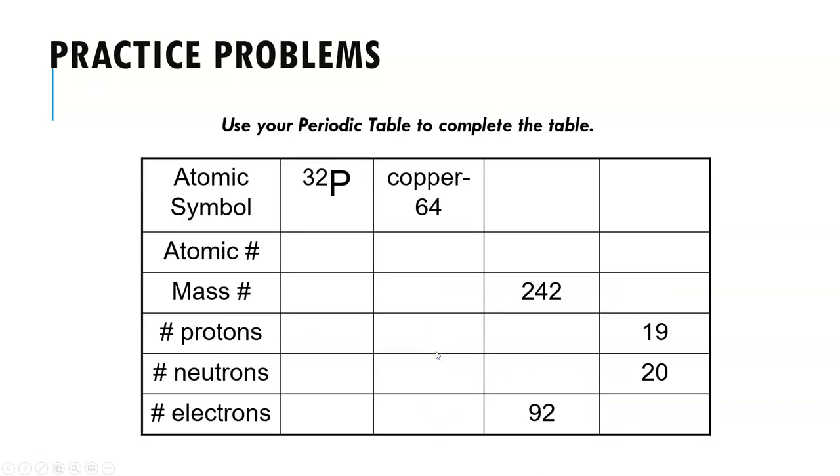All right, so this table has 4 different columns for 4 different elements. Each column contains enough information for you to fill in all of the boxes.